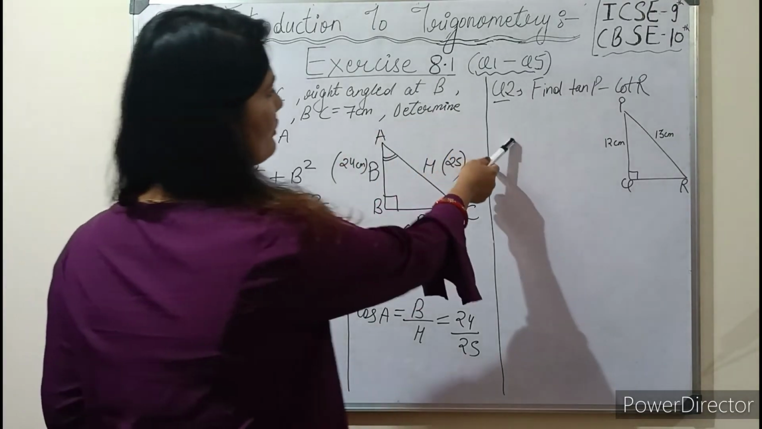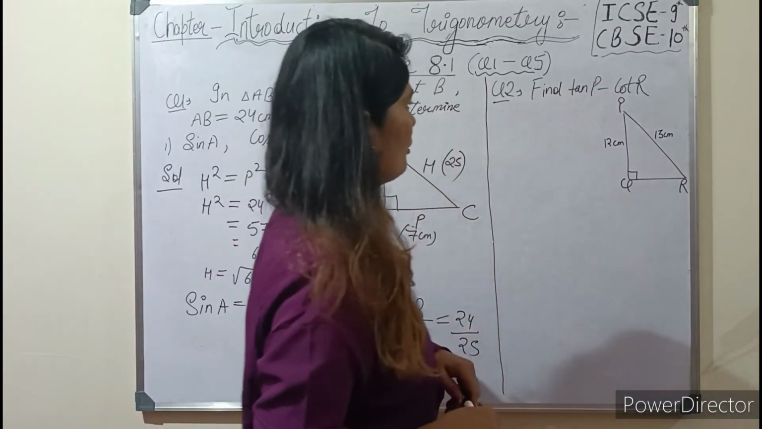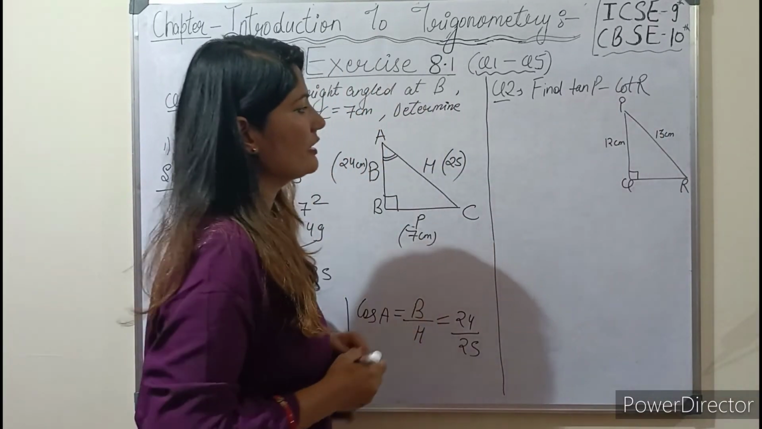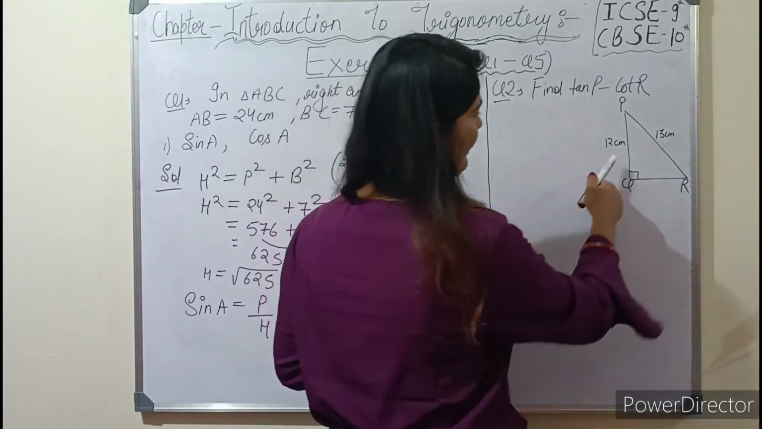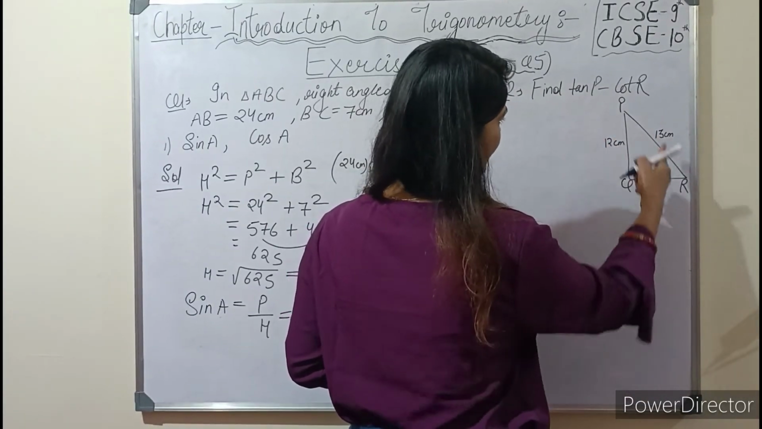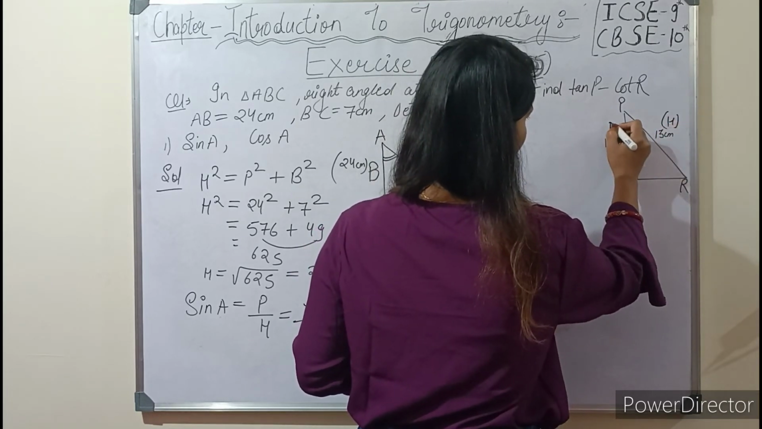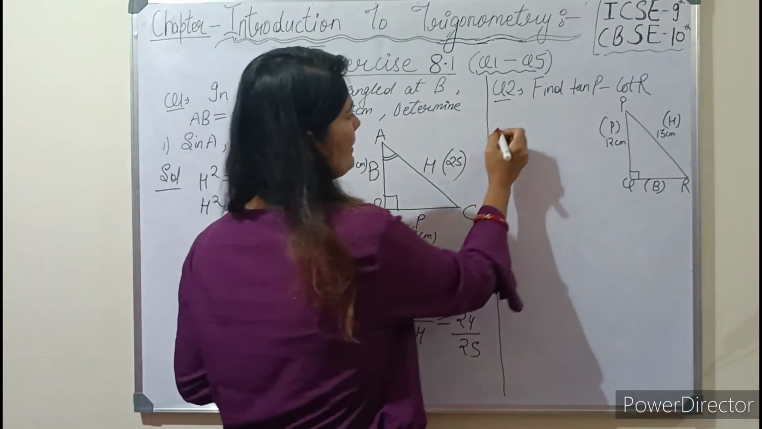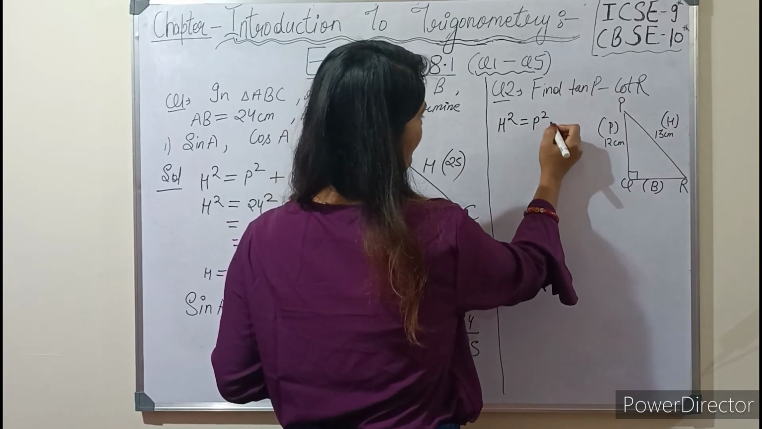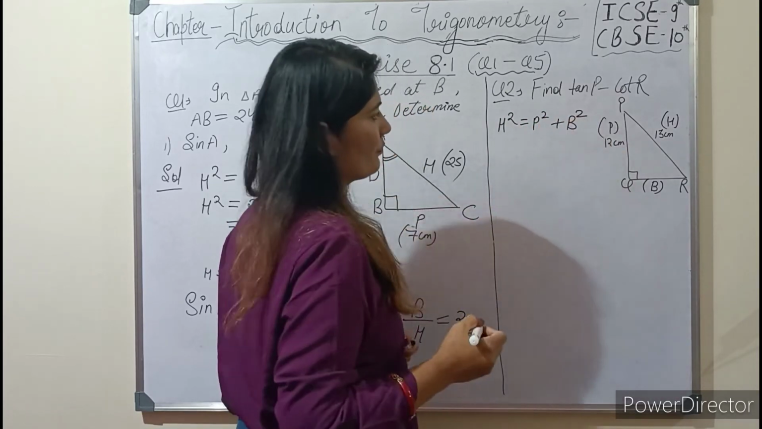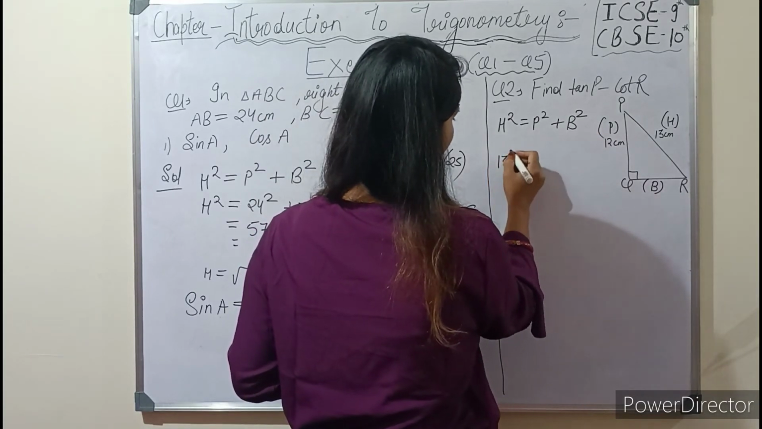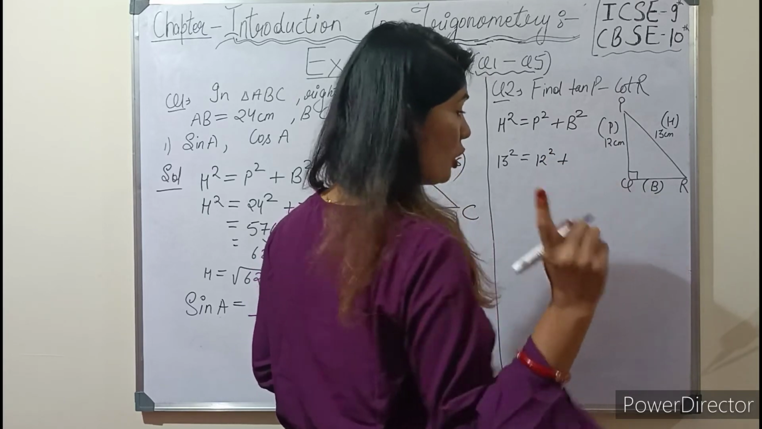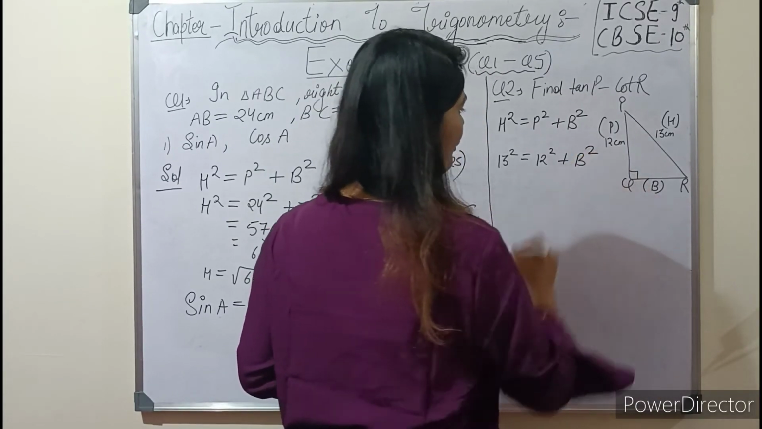Now moving to question number 2. So here find the value of tan P minus cot R. Now in this case, this triangle is given to you already. So here first of all you need to find the third side. So again in this triangle, this is H, this is P. You need to find the value of B by applying the Pythagoras property, that is H square is equals to P square plus B square. Now the value of H is 13 square, perpendicular is 12 square and the value of B is not given. So here you need to find the value of B.